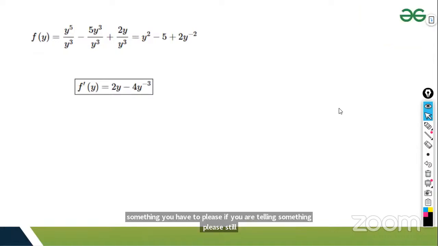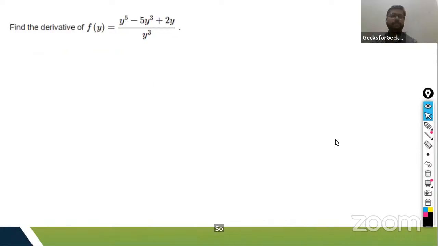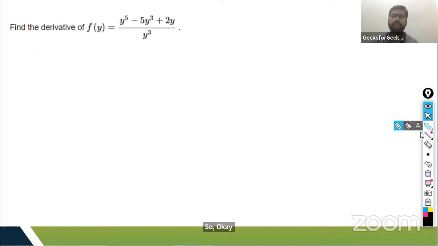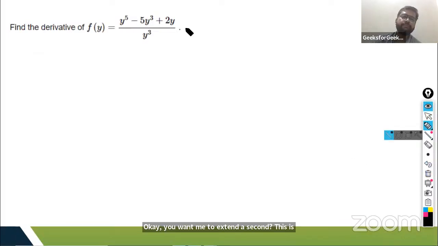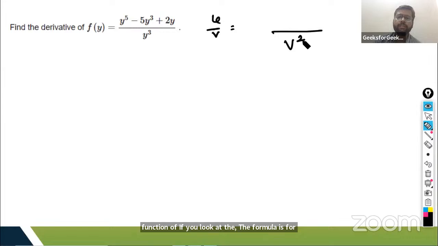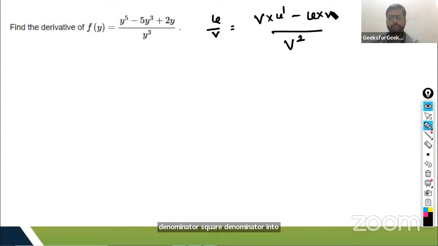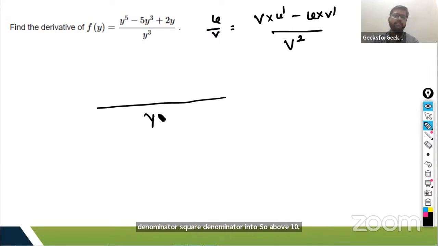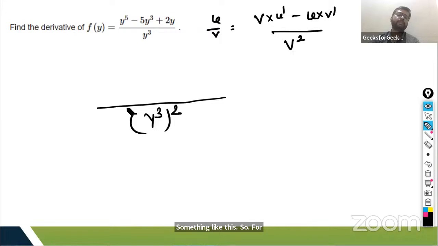Sir, can you explain the second way again? What you did there? Okay, you want me to explain the second one? See, if you look at the formula part, the formula for u by v is denominator square, denominator into derivative of numerator, and so on, something like this. So whatever is in the denominator, we are keeping this as a square.